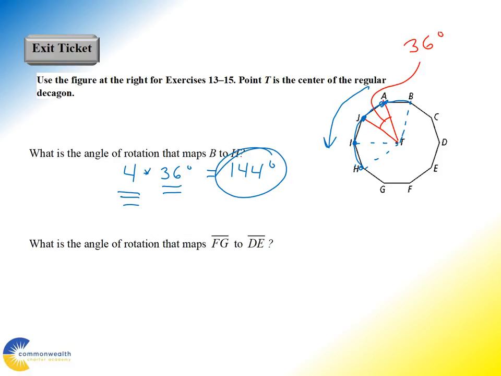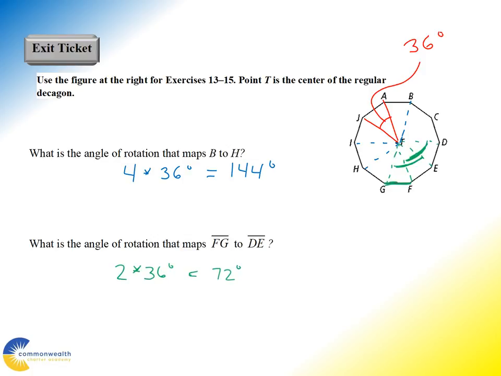When I do the next one, FG to DE, again, I'm going to look at the same kind of circumstance. FG is this segment right here. DE, I can see, is going to be right here. So it looks like from F I'm going 1, 2 of these 36-degree rotations. Same thing with G, 1, 2. So I'm going to have 2 times 36 degrees, or 72 degrees.